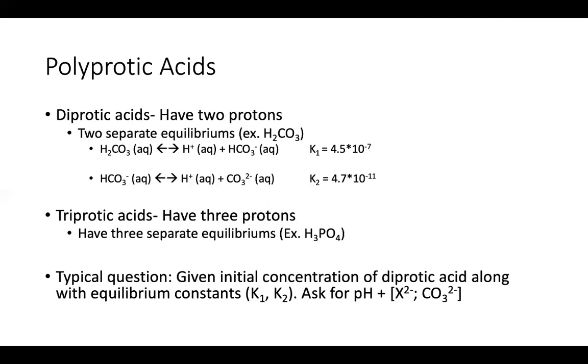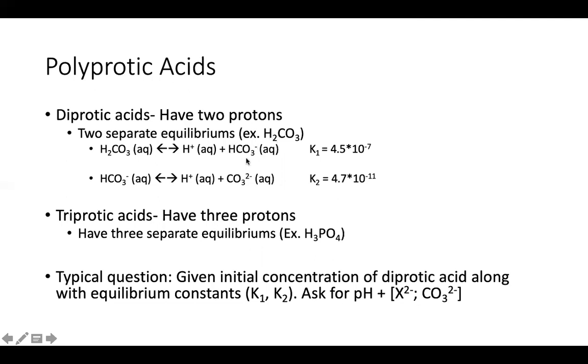H2CO3. And the thing to note about diprotic acids is that they have two separate equilibriums. The first will be for the dissociation of the first proton, and the second equilibrium will show the dissociation of the second proton. So I listed the two equilibriums that we see for carbonic acid. Our first equilibrium is carbonic acid, and it's going to partially dissociate into H plus and bicarbonate. HCO3 minus is known as bicarbonate.